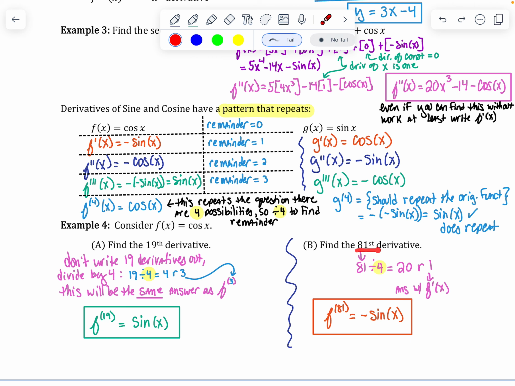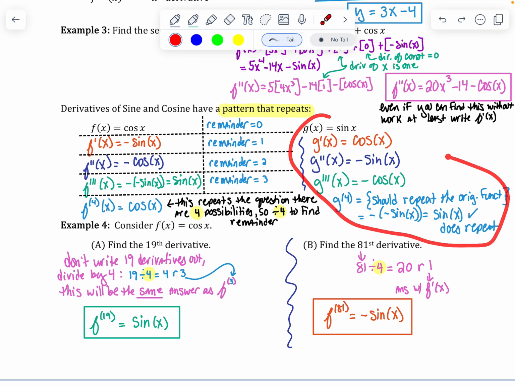So like over here, it asks for the 81st derivative. So I'm going to divide by 4 because there's only a pattern of 4 derivatives I need to worry about. 4 will go into 80 20 times. 81, sorry, 4 times 20 is 80 with a remainder of 1. So I just need to find the first derivative. Well, the first derivative, we're still doing cosine, is negative the sine of x. So without taking a derivative 81 times, I've got the 81st derivative of cosine of x.